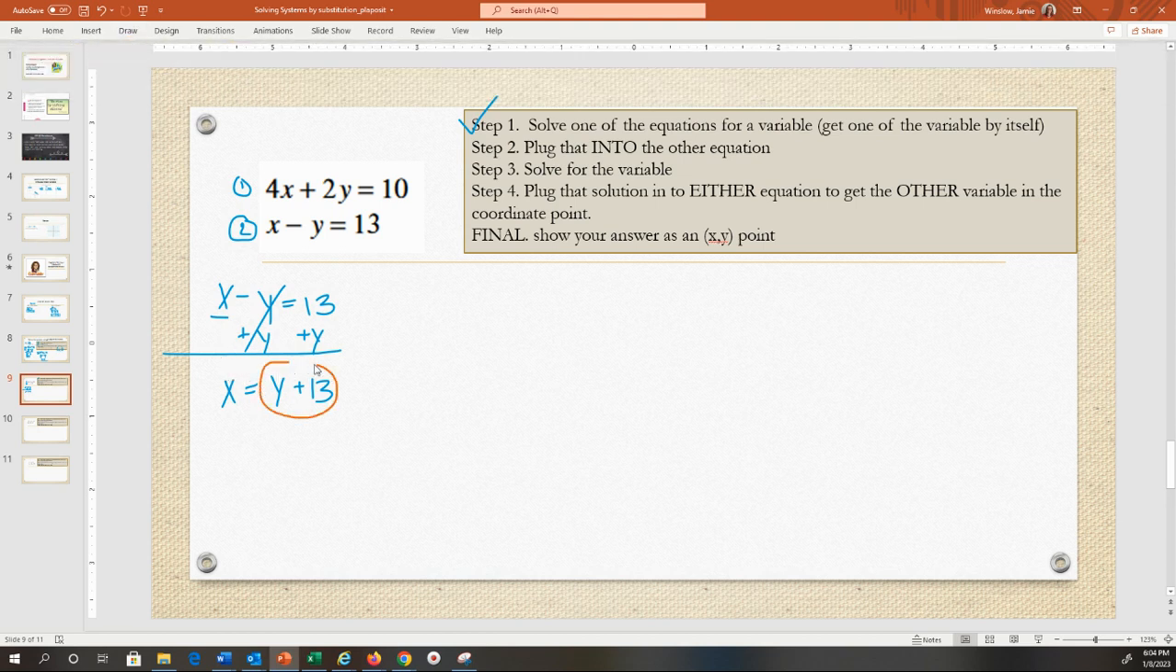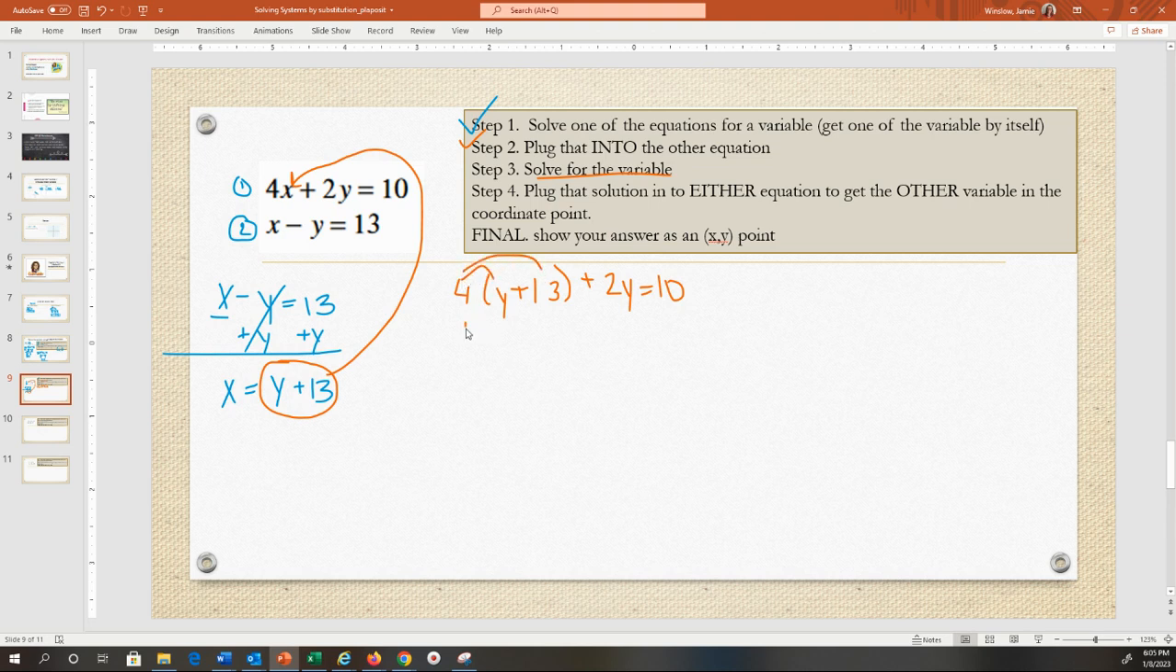So instead of x, we're going to put y plus 13 into the other equation. So that's going to be 4 times (y plus 13) plus 2y equals 10. So instead of x, we're just going to write y plus 13. That's the whole substitution part. We're substituting y plus 13 for x. Now, if you look at this equation, we can solve for the variable. We can solve for y.